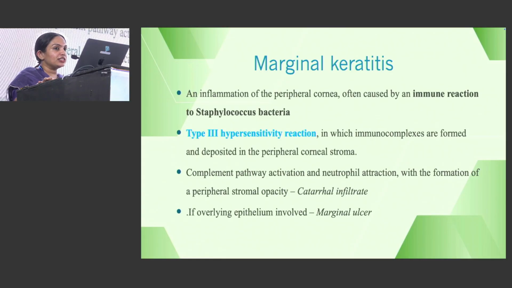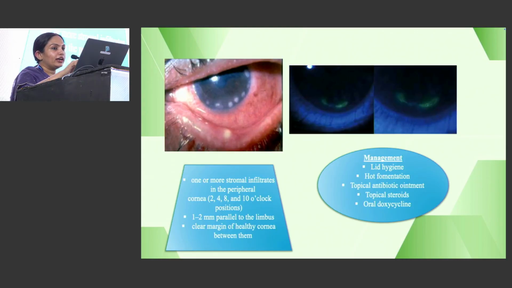So the peripheral lesions can be marginal keratitis. It's an immune reaction to Staphylococcus bacteria. It's a type 3 reaction in which immune complexes are formed and deposited against staphylococcal antigen in the peripheral corneal stroma. It can be in the form of infiltrates in the stroma, and if left untreated, it can coalesce and form a marginal ulcer. So its chain of pearl-like appearance is typical. It lies 1 to 2 mm parallel to the limbus, and there will be a clear margin of healthy cornea.